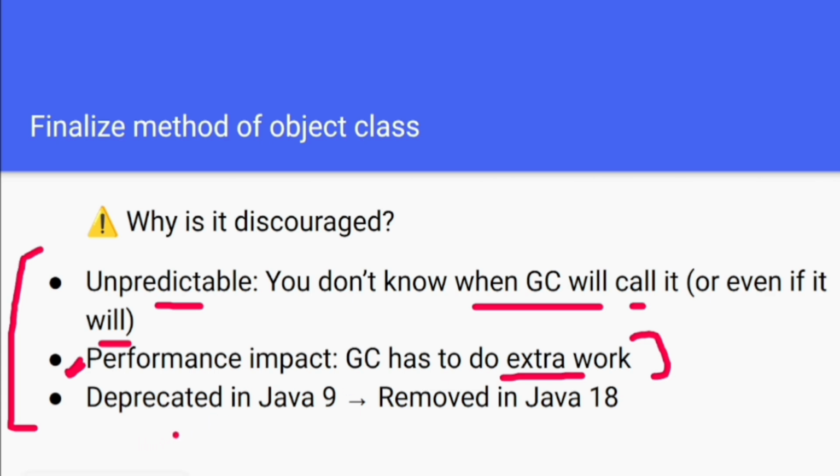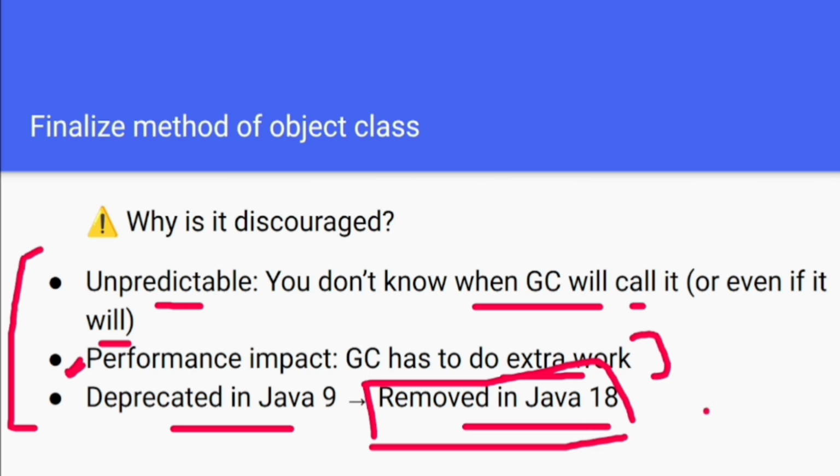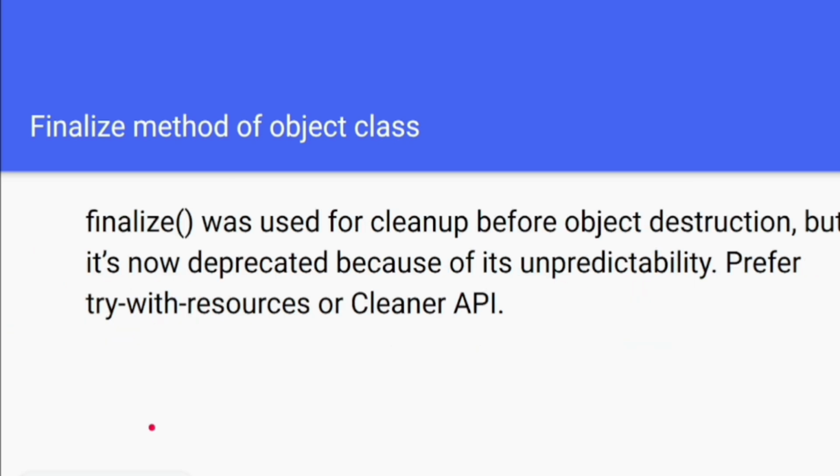The last reason is that it was deprecated in Java 9 and totally removed in Java 18, but in Java 9 it was also deprecated. To summarize all of this, finalize was used for cleanup before object destruction, but it is now deprecated. It got deprecated in Java 9 and totally removed in Java 18, because it is unpredictable.